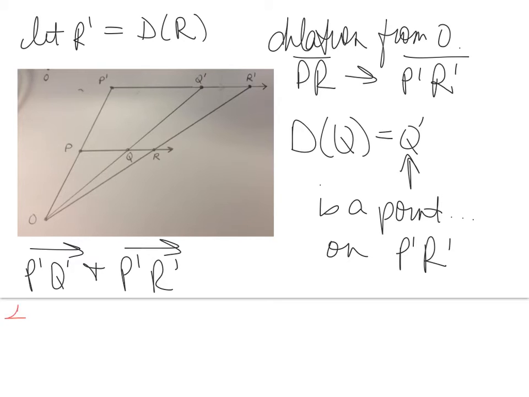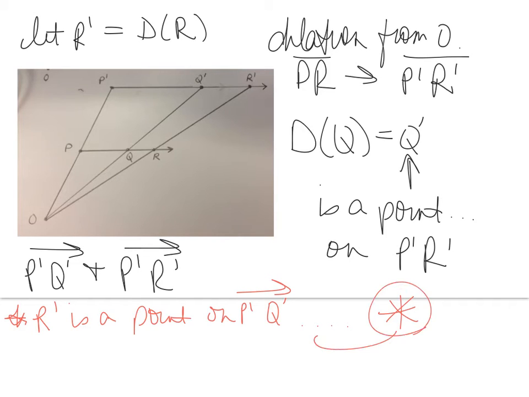Okay, in particular, R prime is a point on P prime Q prime, which is what we needed to show. That was the goal here. R prime is a point on ray P prime Q prime. Okay. All right.